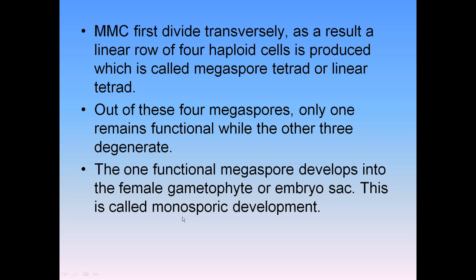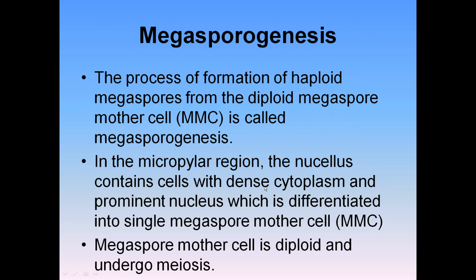This is called monosporic development. Why is it referred to as monosporic development? Because from the megaspore tetrad, only one cell is going to give rise to the whole embryo sac. That's why it is referred to as monosporic development. In case of angiosperms, this is a very, very important term. You have to learn it by heart.